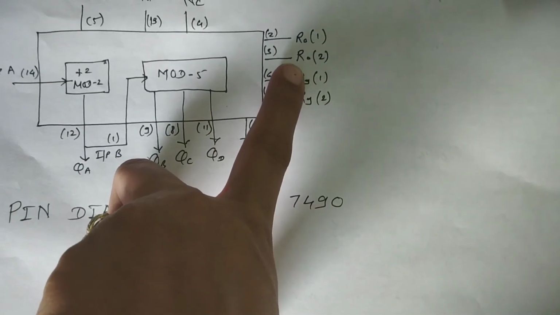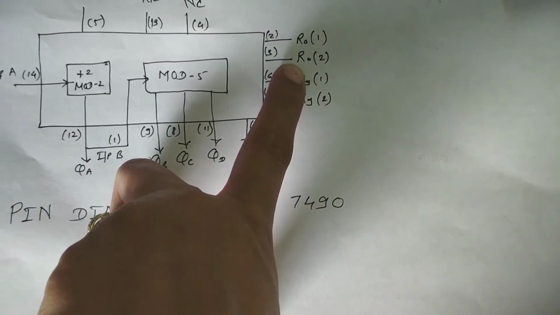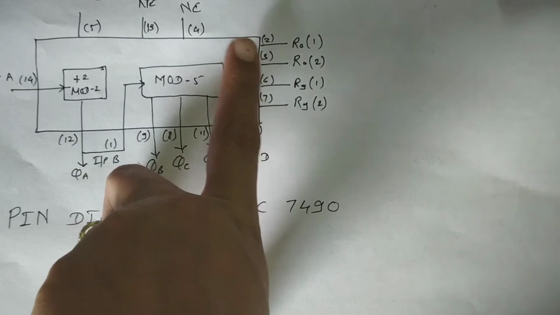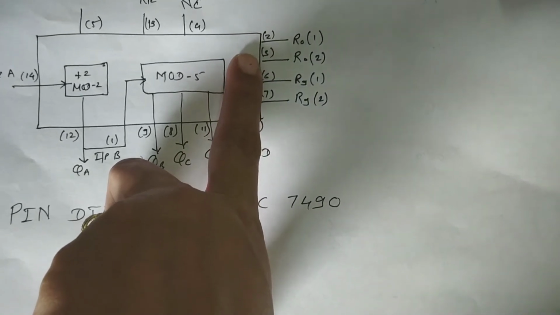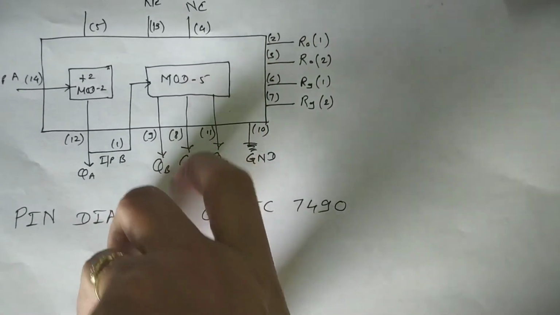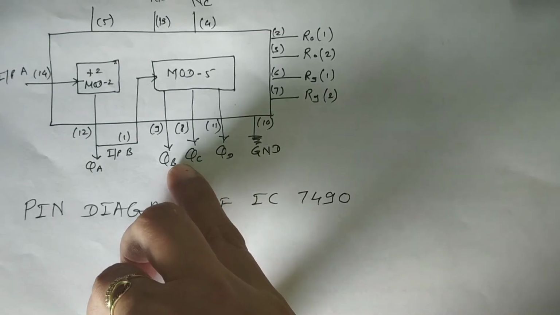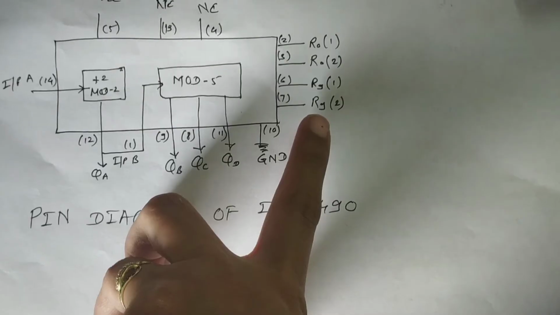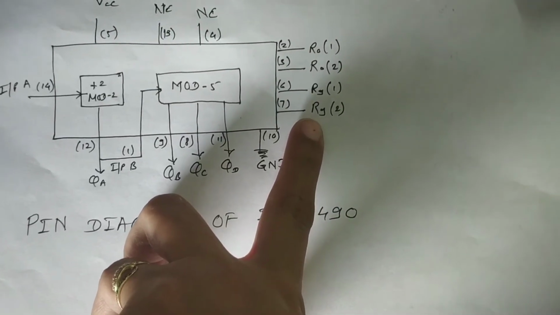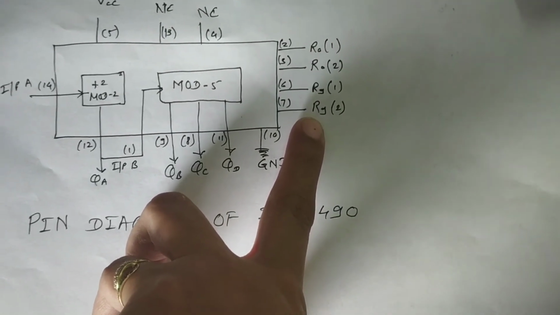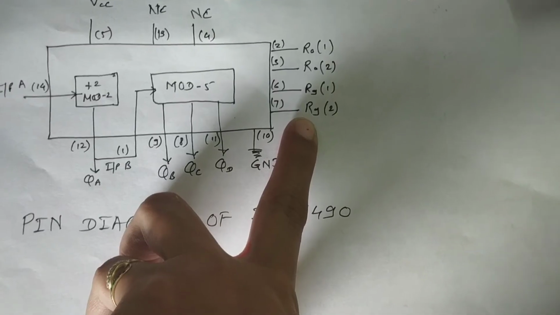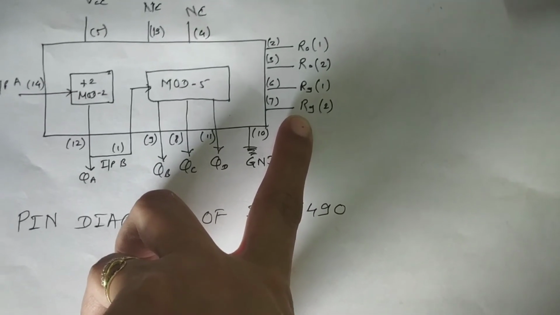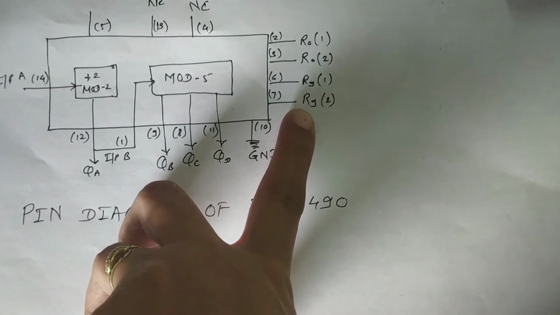So your IC will be reset. That means we'll get the output of QA, QB, QC, QD as 0 0 0 0. And if R91 and R92 both are set to logic 1, then you will get the output as decimal 9, that means 1001, right?